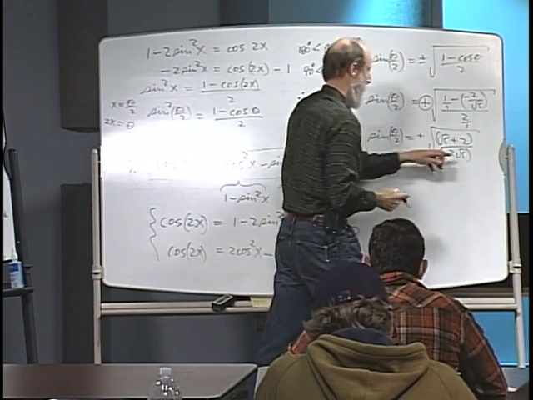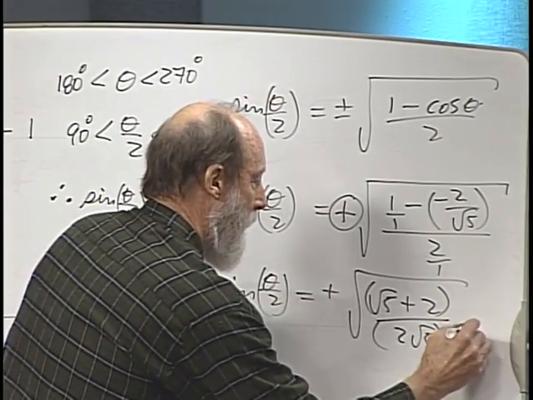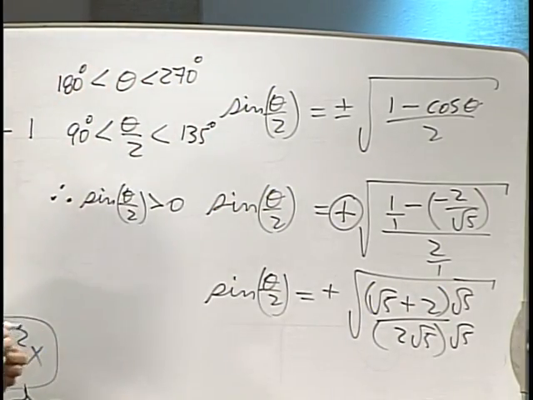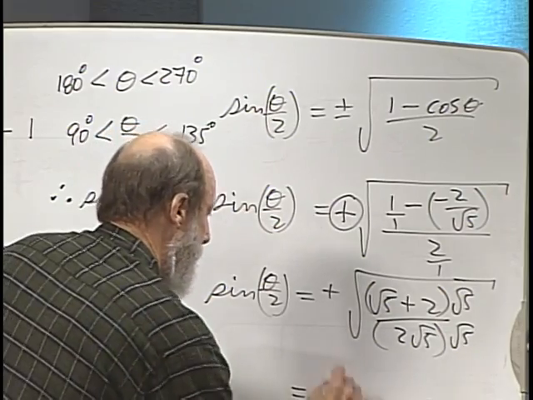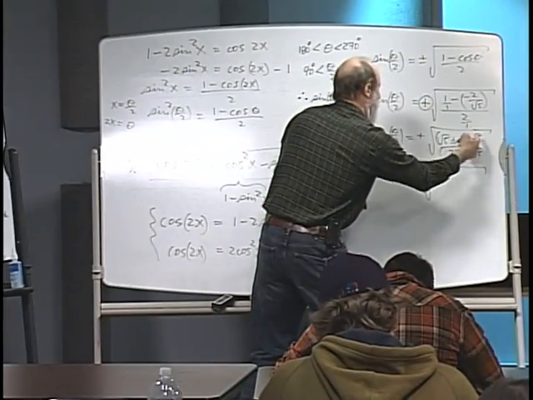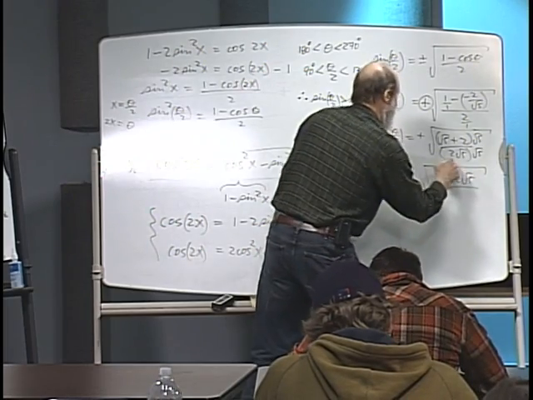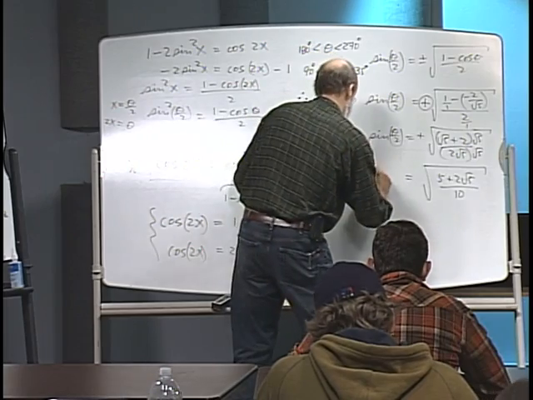And so then we're probably going to want to rationalize that denominator inside there by multiplying top and bottom by rad 5, still inside the radical. And tidy this up, one big radical, and we're going to get 5 plus 2 radical 5 over 2 times 5 is 10. There's our answer.